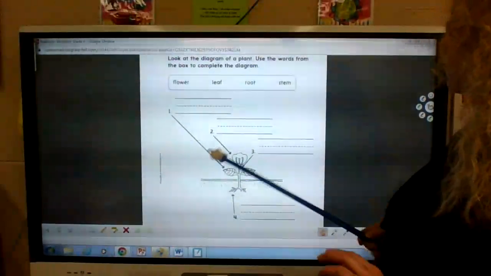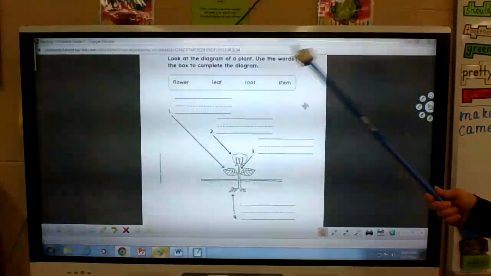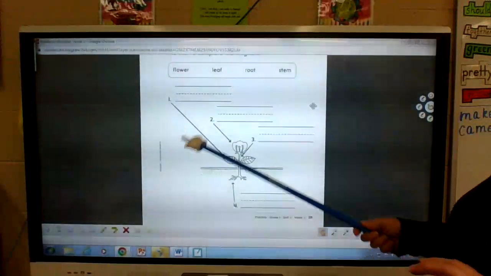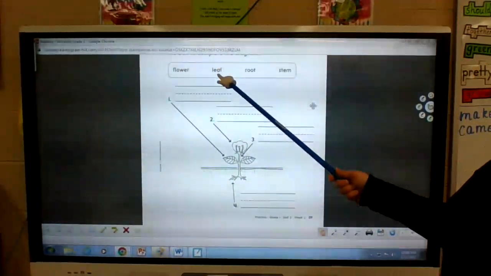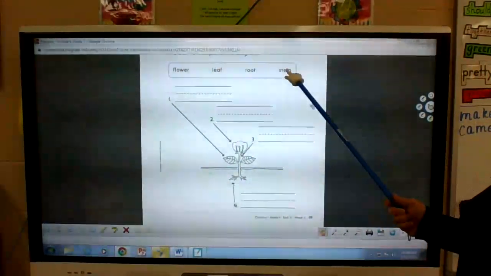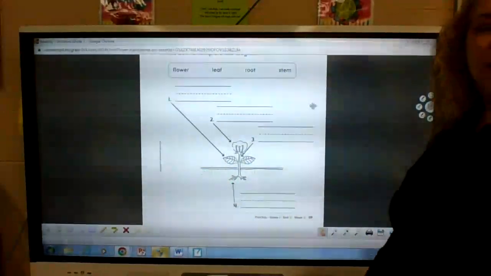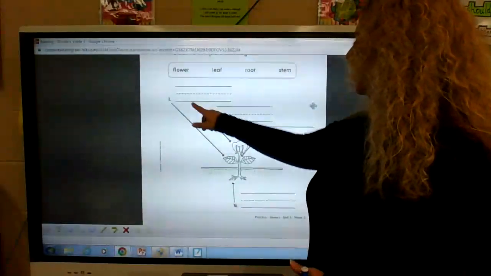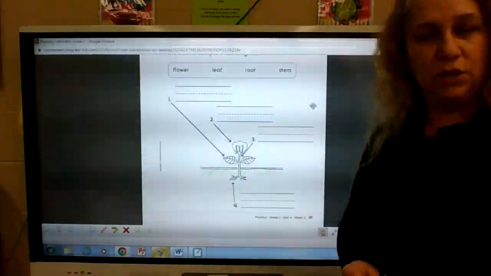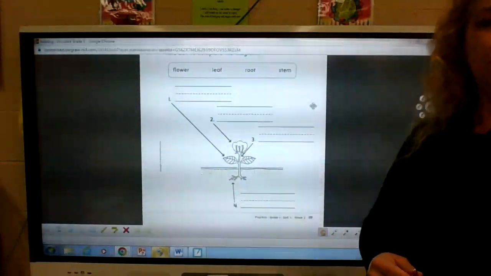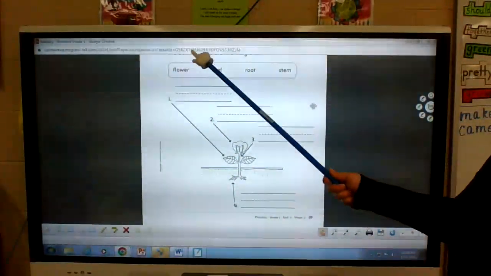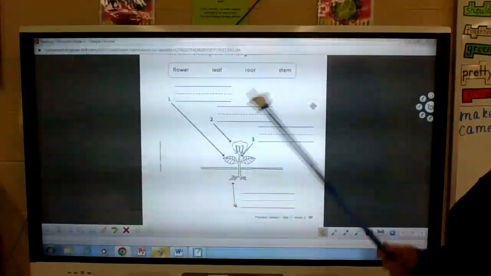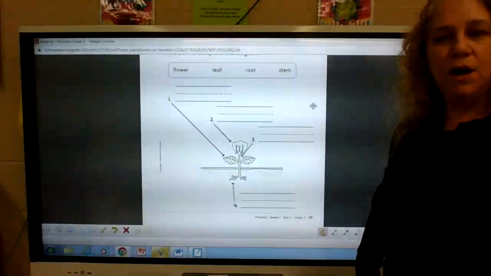Look at the diagram of a plant. Use the words from the box to complete the diagram. Okay, so we have flower, leaf, root, stem. Okay, I want you to pause me and I want you to look at where the line is pointing and then write what it's pointing to. Do 1, 2, 3, and 4. I'll read these one more time. Flower, leaf, root, stem. Okay, pause me.